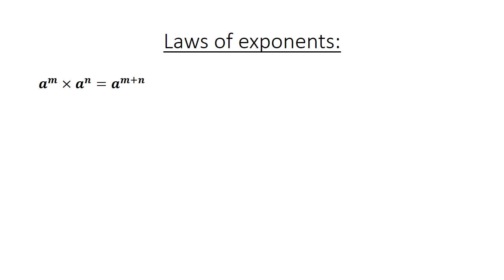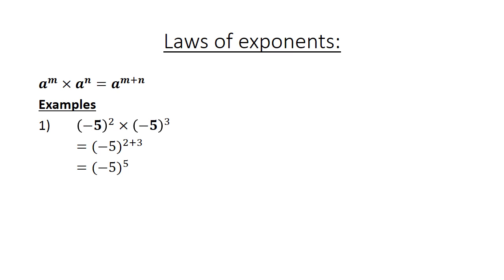Laws of exponents. Remember the law: a to the power of m times a to the power of n equals a to the power of m plus n. Examples. Number 1. In brackets, negative 5 to the power of 2 times, in brackets, negative 5 to the power of 3. The base is the same, negative 5, and it equals negative 5 to the power of 2 plus 3, which equals, in brackets, negative 5 to the power of 5.